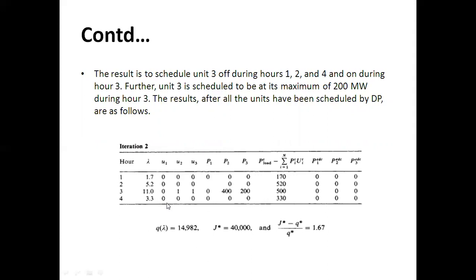Here no unit is generated, so it is load minus generation, that is 1100 minus 600, that is 500 for the third hour. For the fourth hour it is 330 minus 0 equals 330, because there is no generation. For the first, second and fourth hour, the summation of PIT UIT over 1 to n is 0, so only the load value is coming here. For the third hour, the generation is 400 plus 200, that is 600 for the 2 units, so it is 1100 minus 600, that is 500. And you know how you can calculate the Q lambda, the J star, and also the values of (J star minus Q star) by Q star.